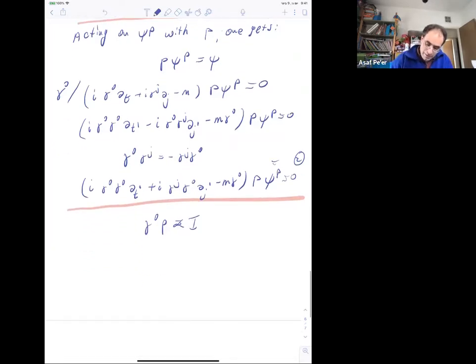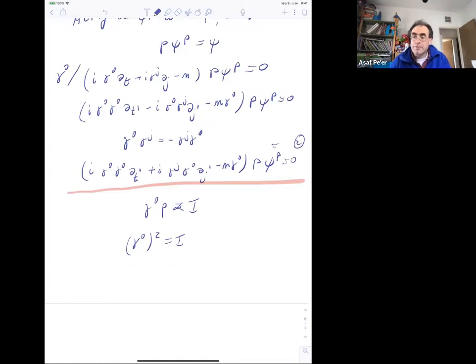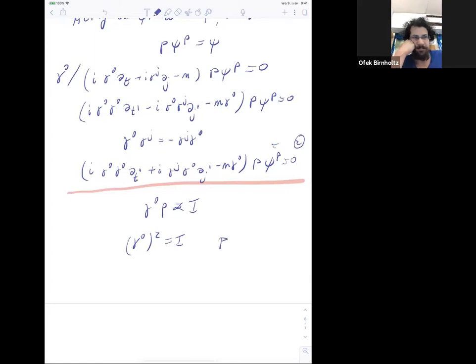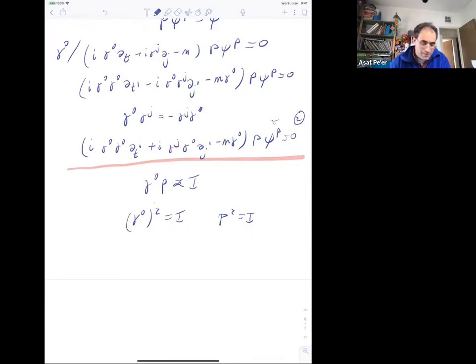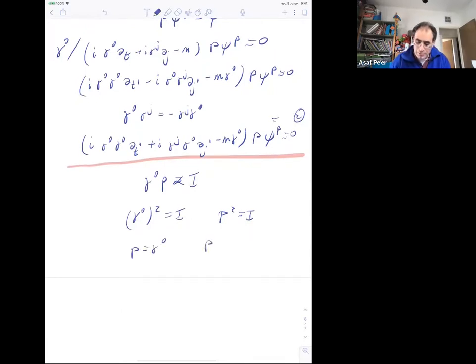Now, what do we know about gamma^0? Gamma^0 squared is 1. What do we know about P? What is P squared? Also 1. So we have two possibilities really. Either P is equal to gamma^0 or P is equal to minus gamma^0. Now, this is a matter of convention. Of course, the convention is to choose P equal to gamma^0. That's what we're going to use.